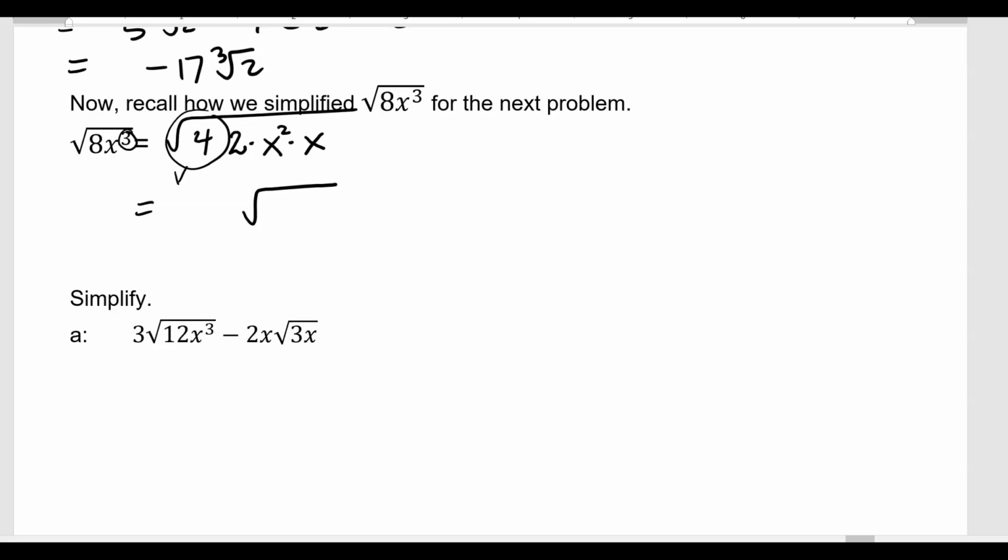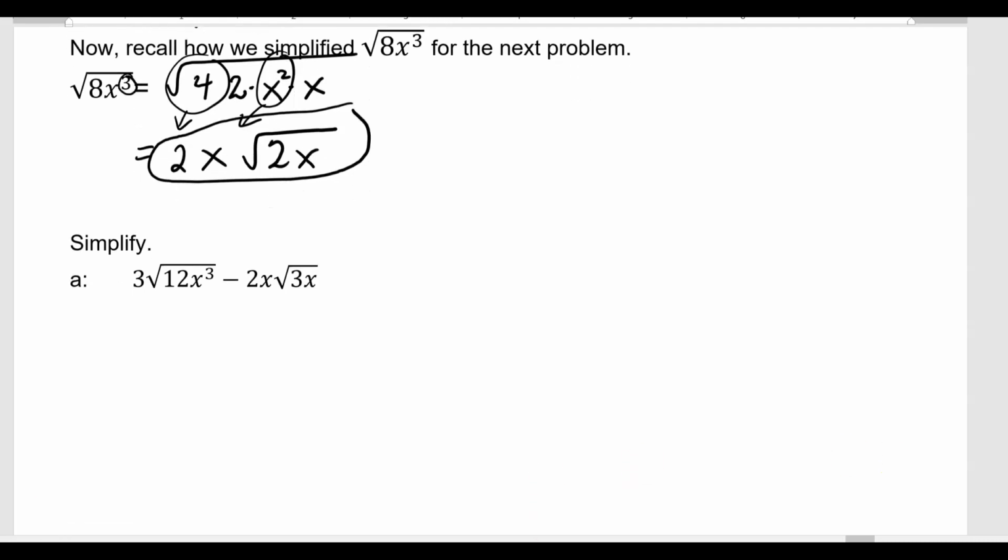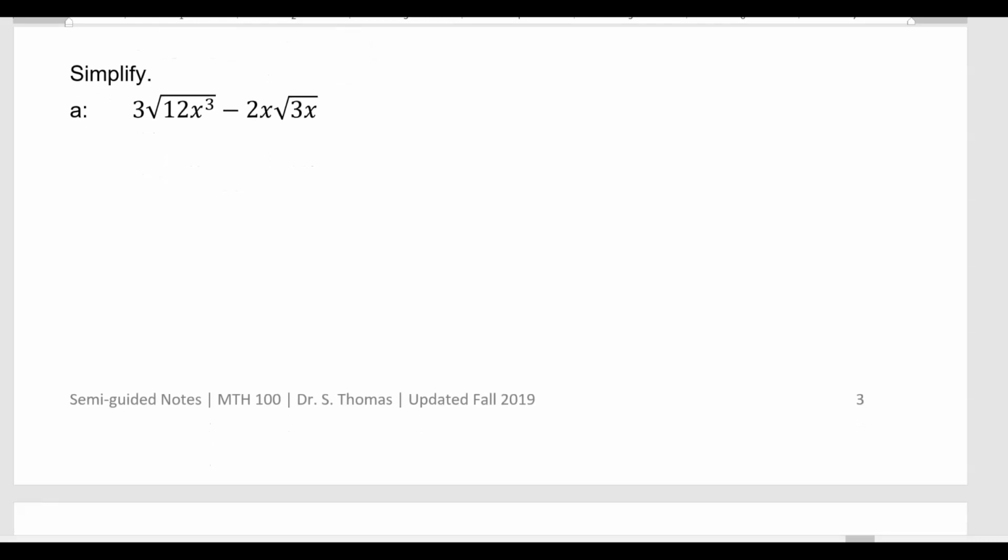That goes on the outside. This 2 stays on the inside. And then this square root of x squared goes on the outside, but the other x remains under. So this is how we simplify radicals when variables are under the radical. So let's try a few more.